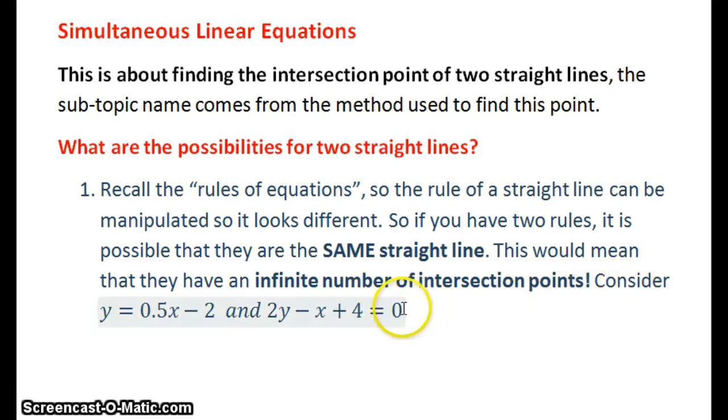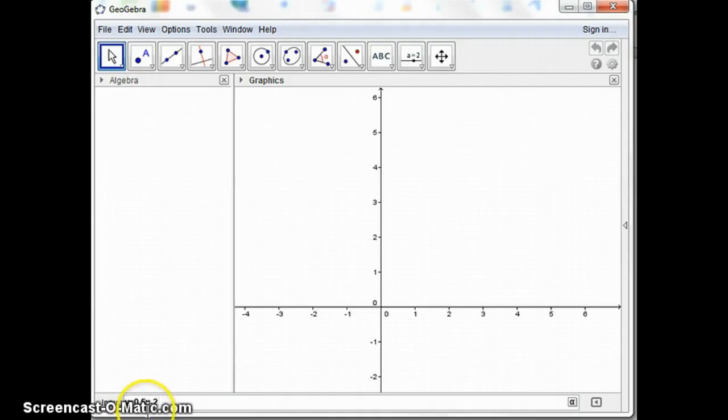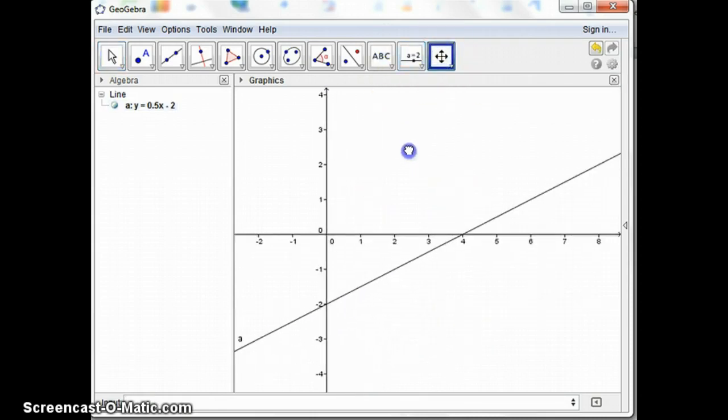Consider these two equations: y equals 0.5x minus 2, and 2y minus x plus 4 equals 0. They're both straight lines. Let's use GeoGebra to have a look at them. So we type the first rule in at the entry line and press enter. There it is, our straight line. We'll just move the whole thing up a bit. So we hit the move button, move it up.